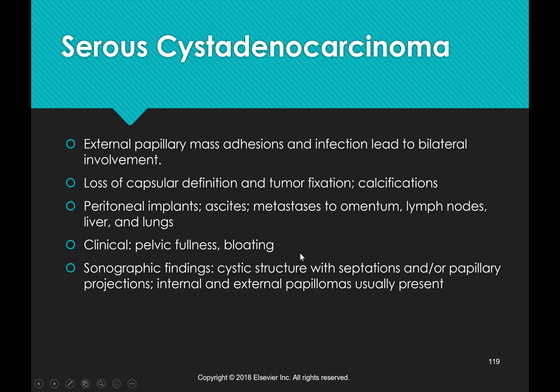You see ascites, it can metastasize to omentum, lymph nodes, liver, and lungs. And you'll again have the pelvic fullness and bloating. The difference between the cystadenoma and the cystadenocarcinoma is they're going to be thicker septations with papillary projections. Then they have internal and external papillomas, so like solid parts of the mass.